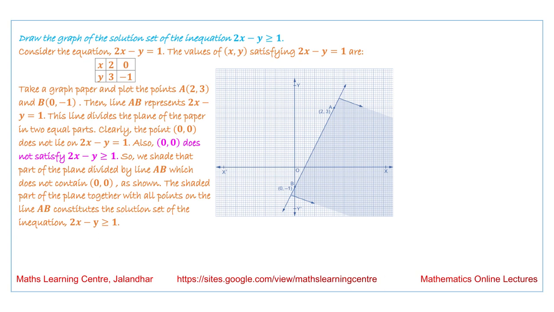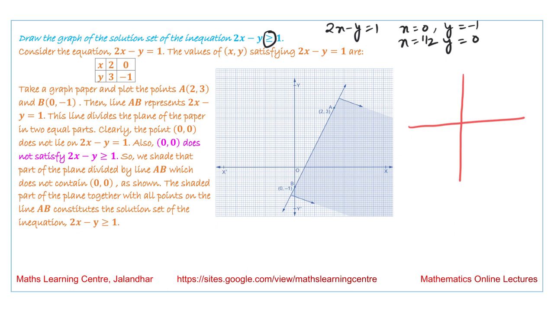Next is to draw the graph of the solution set of 2x minus y is greater than or equal to 1. Here again there is equality, so we write 2x minus y is equal to 1. If we substitute x is equal to 0, we obtain y is equal to minus 1. When we substitute y is equal to 0, we obtain x is equal to 1 by 2. So if we plot these 2 points, 0 comma minus 1 and 1 by 2 comma 0, and join them, we obtain the line in this form.